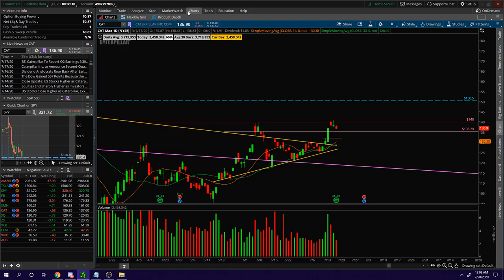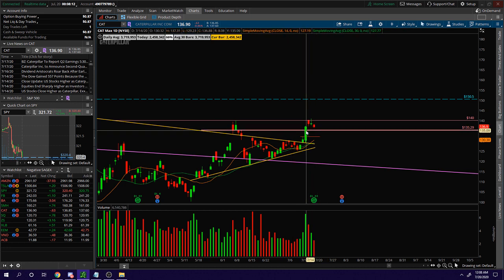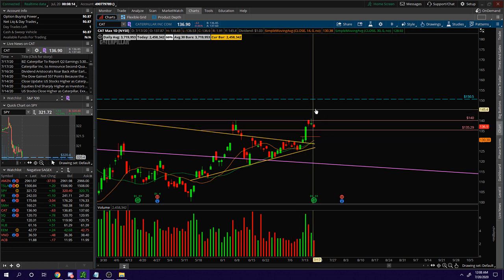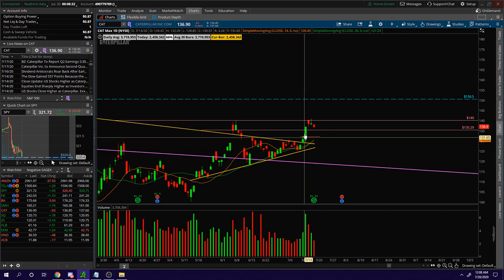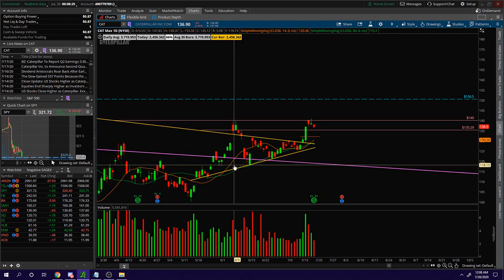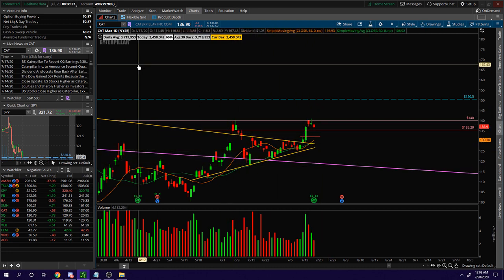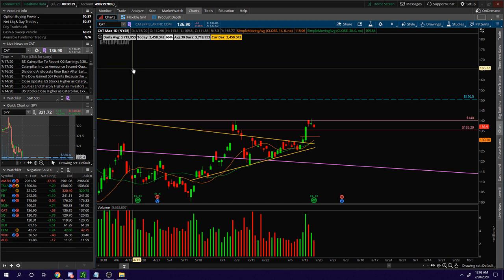So quick little recap. Calls allow you to buy the stock under what it's currently trading at. Puts allow you to sell the stock above what it's currently trading at, however you want to say it. So puts are like insurance.